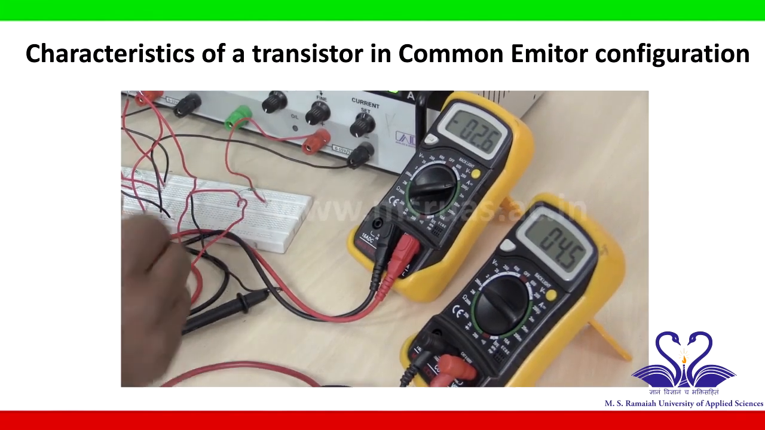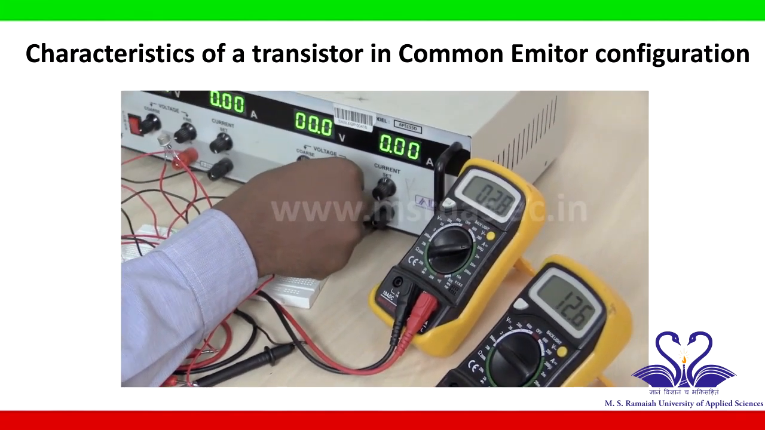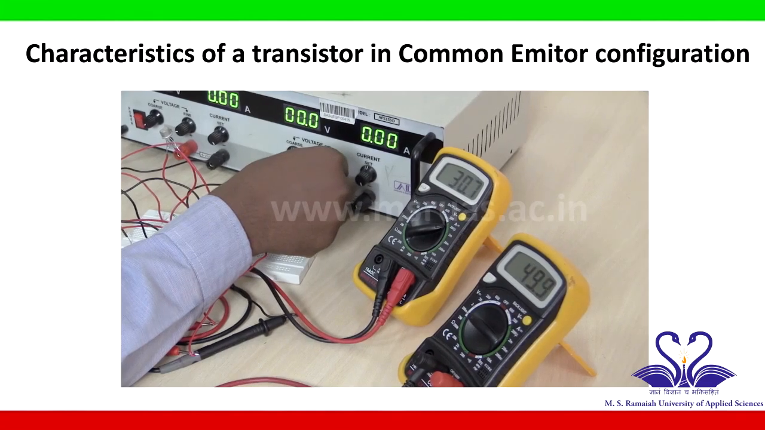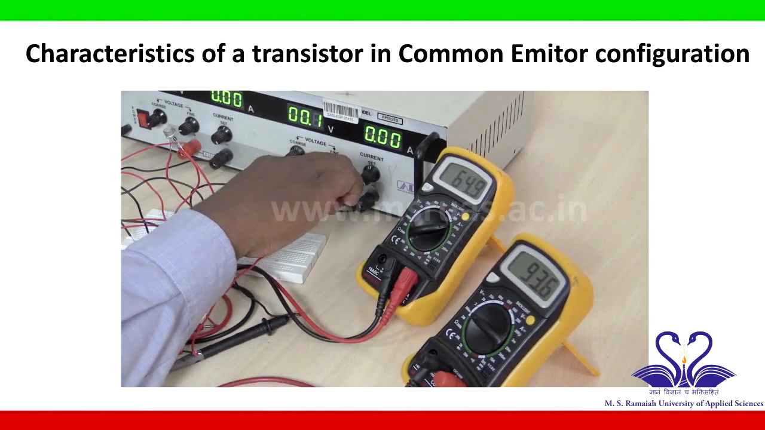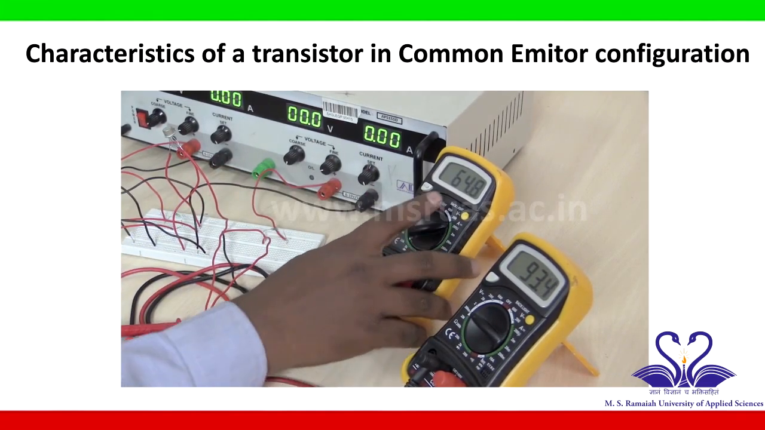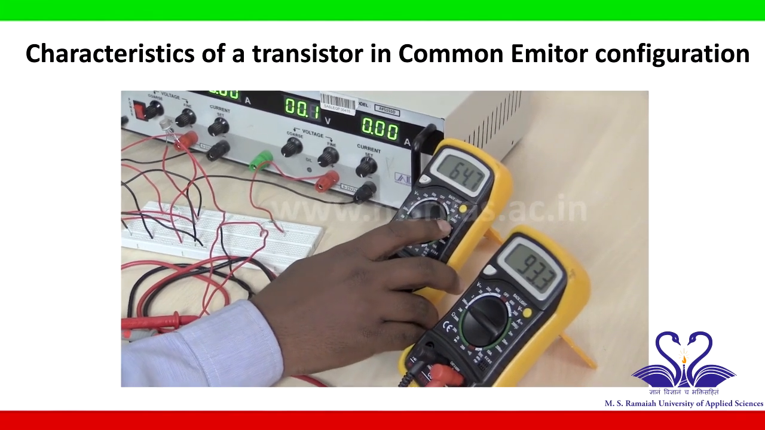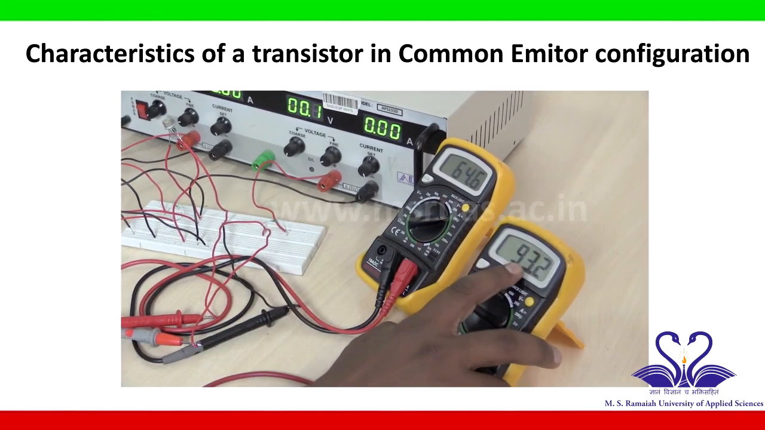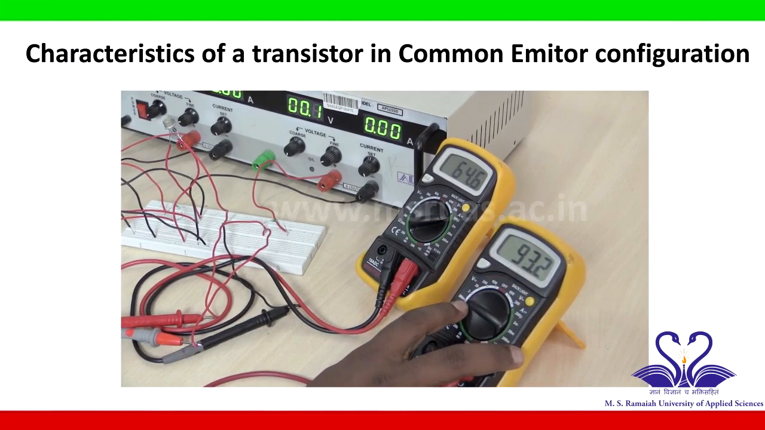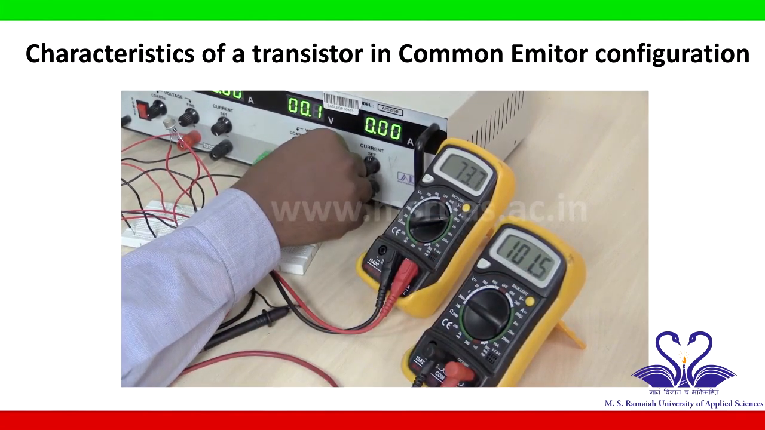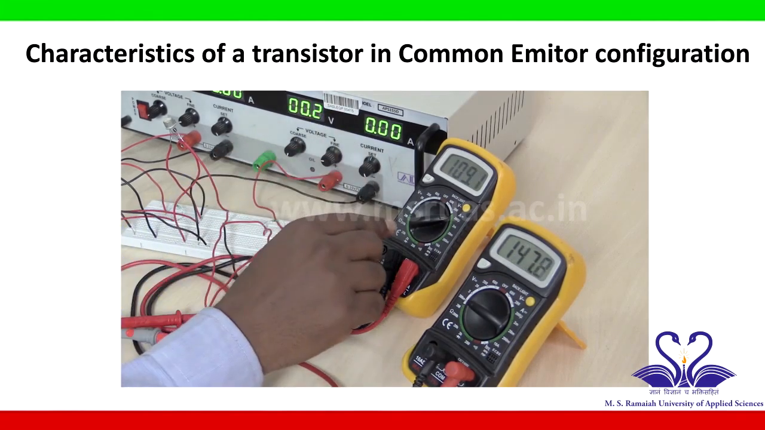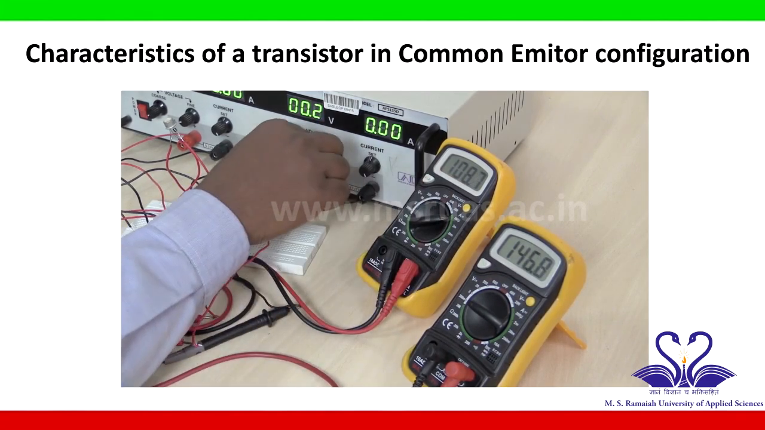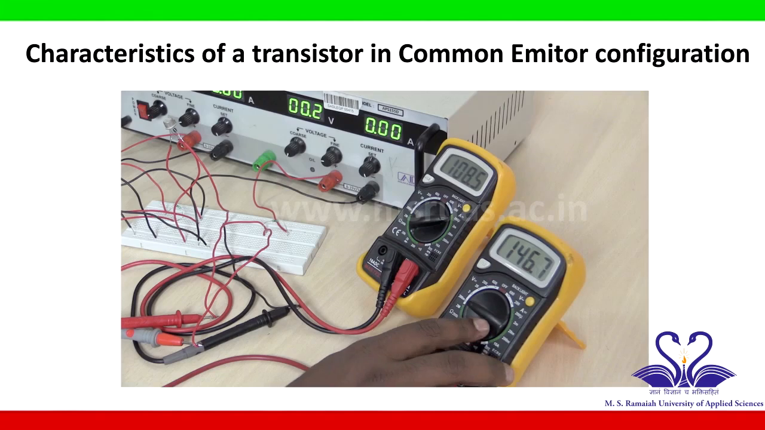Okay. Now let us make VCC 0.1. As I told, vary this in steps of 0.1 up to 1 volt, make this 0.1. For the VCC of 0.1 volt, we are getting IC as 64.7 microamps and VC as 93.2 millivolt. And next vary this in steps of 0.1, that is make it 0.2, and for that the corresponding IC is 108 microamps and VC is 146.6 millivolt.